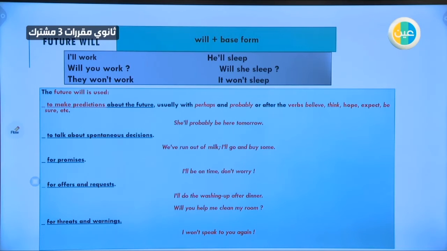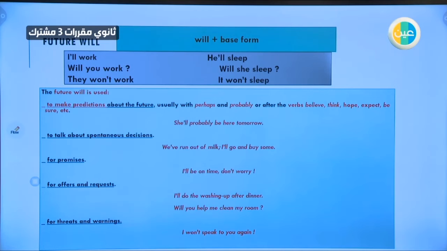Let's revise it quickly. When I talk about prediction, about the future, usually I have words like perhaps, probably, I think, hope, expect, I'm not sure. All these words mean that you are not sure. This is just prediction, so you are going to use future will. She will probably be here tomorrow. We are not sure; we think that. Prediction.